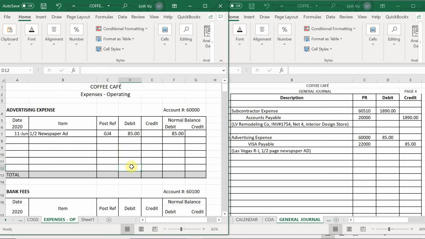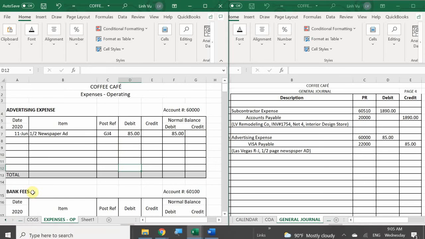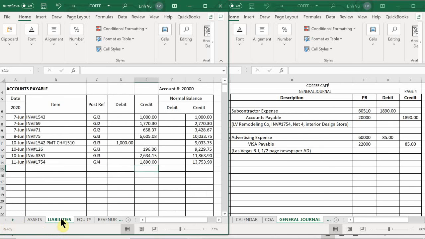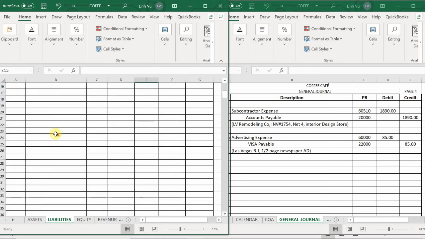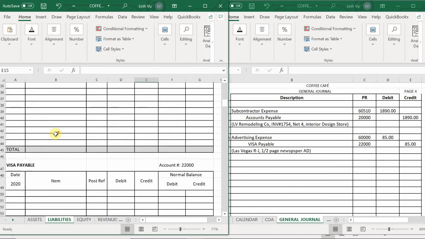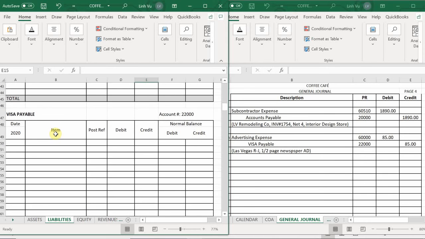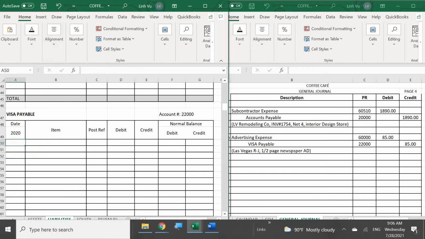So that was my advertising expense. And then we finally used our credit card. So as I've mentioned before, right? We're going to make payments. Every time we use our credit card, we owe National Bank money because it's a National Bank Visa credit card. So here we are, Visa payable. Okay. Our very first transaction, right?